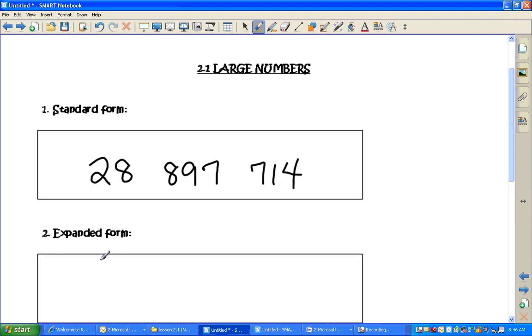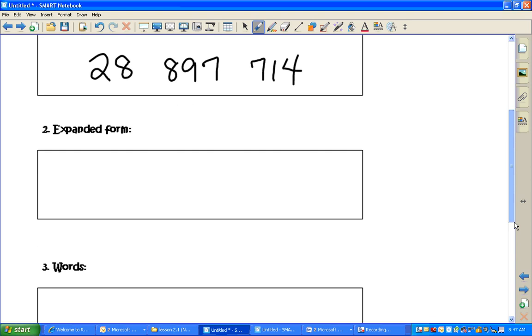Okay. Now, standard form, if you're asked to write a number in standard form, basically what is that asking you? Okay, Jaden. To write it in numbers? Yeah, that's all, right? So are we familiar with standard form from last year? We're pretty okay with that? Okay. All right, expanded form.